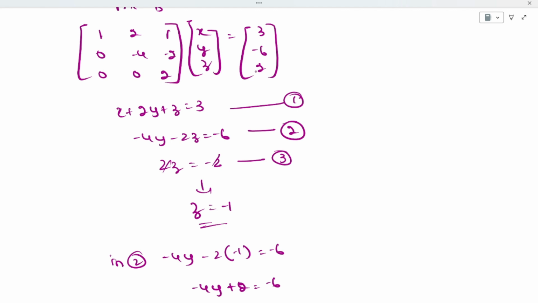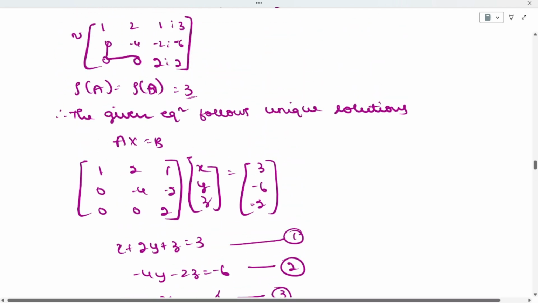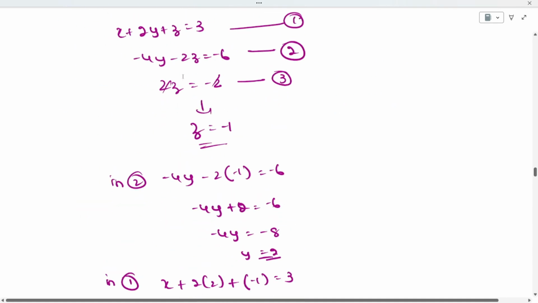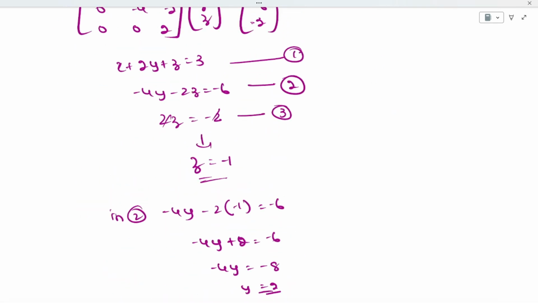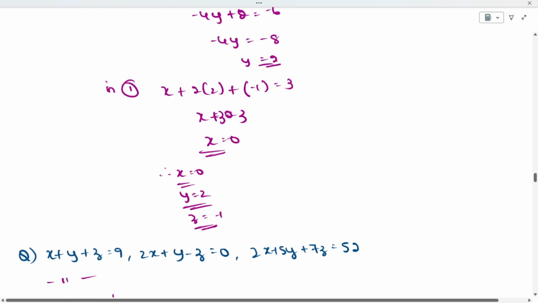So 2z will be equal to minus 2, means what? Z will be equal to what? Minus 1. Okay. See, z will be equal to minus 1. Then you can substitute here and you will get the value of y is equal to 2. And x you can substitute in the first equation and you will get the value of x is equal to 0. X is 0, y is 2 and z is minus 1.